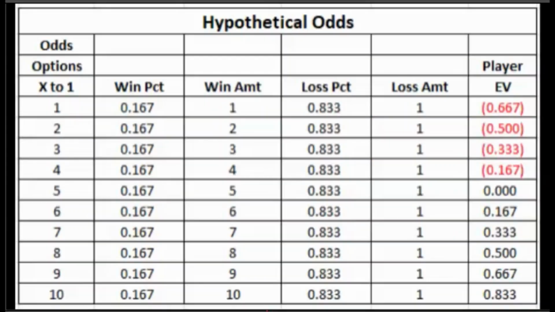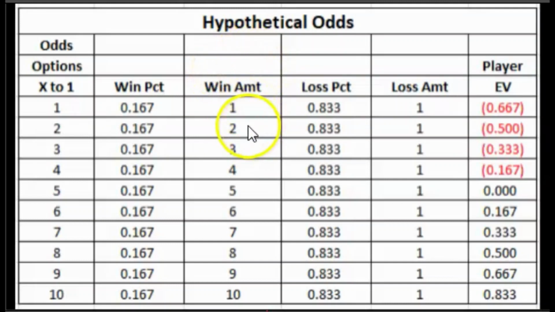The casino could then use the EV equation in order to determine what odds they want to set the game at. So they know that the percent chance of the player winning is 16.7%, and the percent chance of losing is 83.3%. They know that the player will lose 1, or 100%, of their money when they lose, and then the payout amount, or the odds, is what they would adjust.